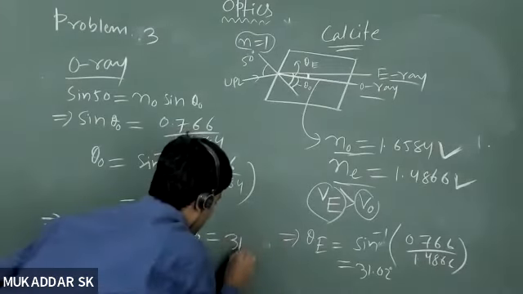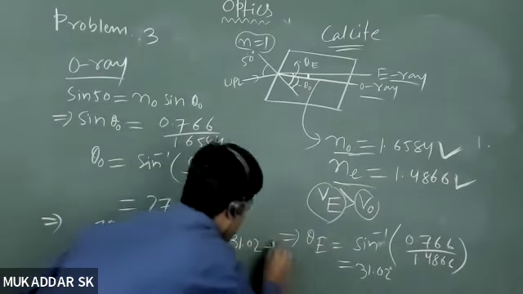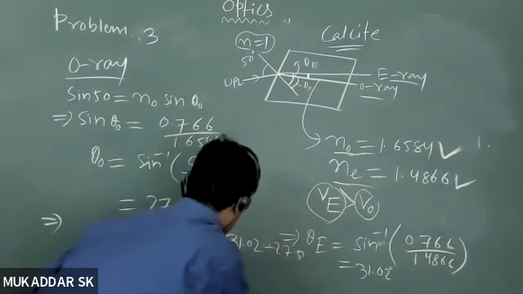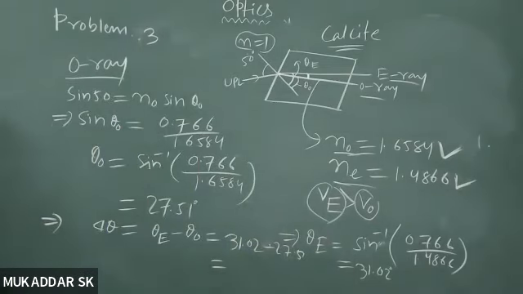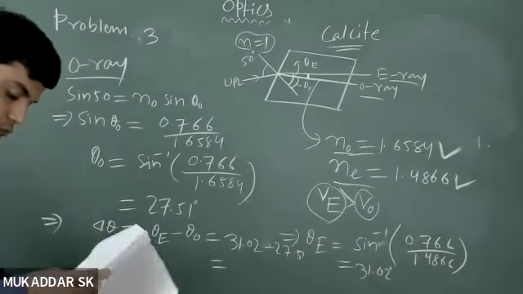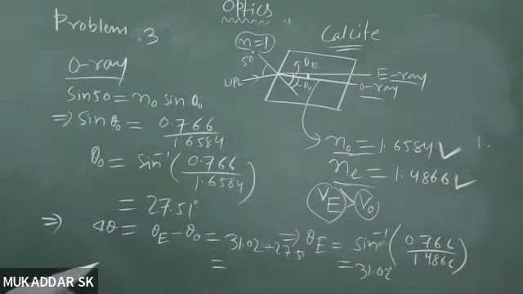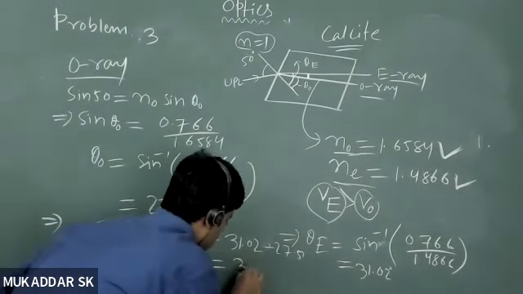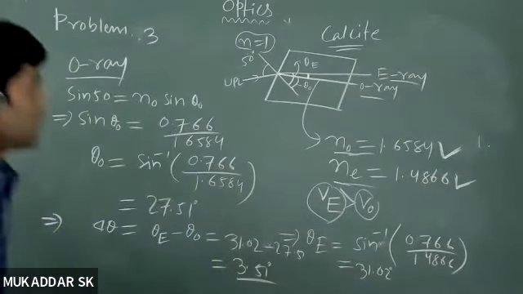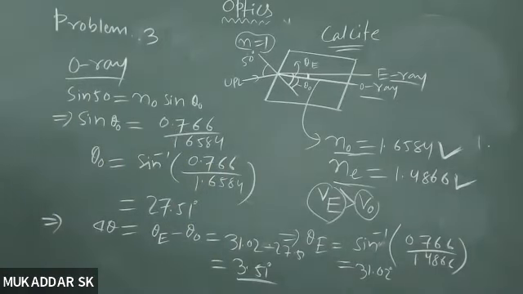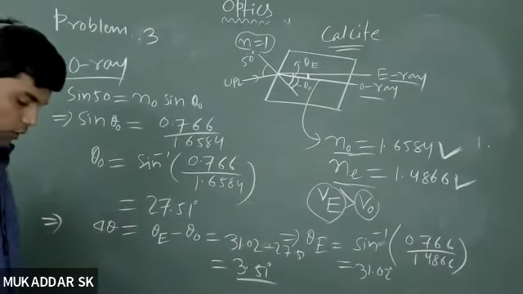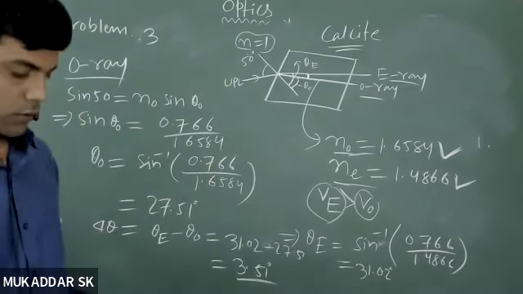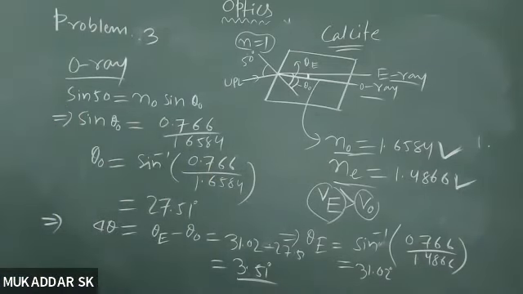So 31.02 minus 27.51, कितना आ रहा है? How much are you getting? Can you please check and tell me? The 3.51. Exactly. Very good. 3.51 degree. Is this part clear to all? Yes, sir. So this is your problem number 3.